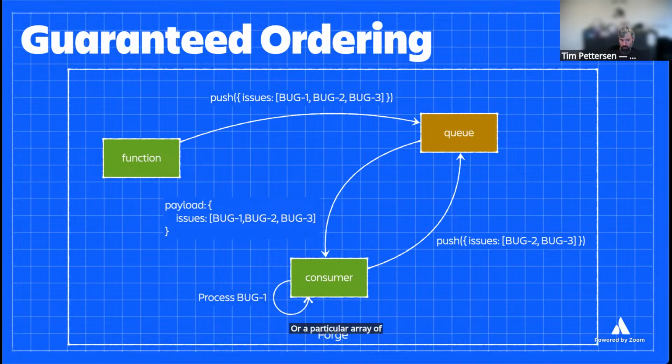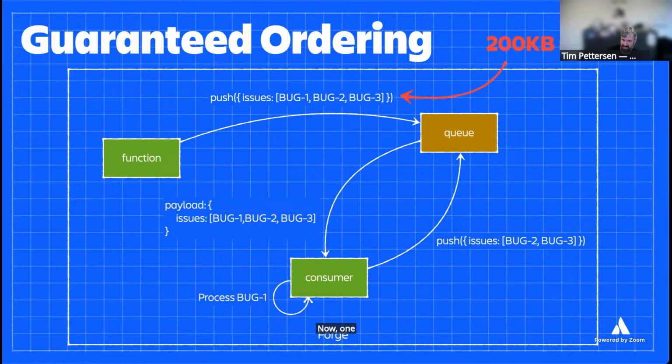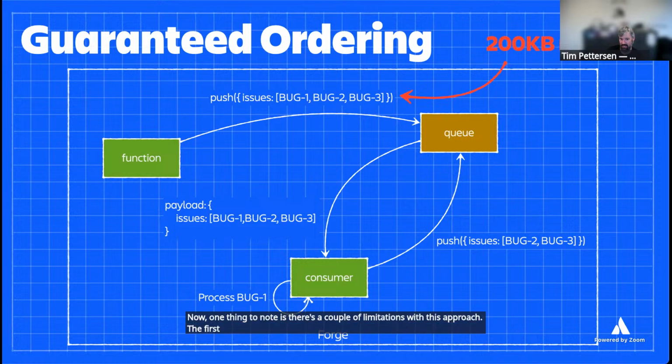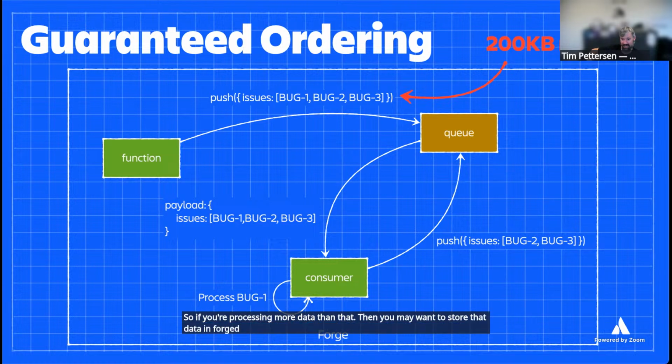And you can still push multiple arrays and have multiple sets of consumers processing those different arrays, but each array will only be processed by a single consumer at a single time. Now, one thing to note is there are a couple of limitations with this approach. The first is that you can only push a maximum of 200 kilobytes to the queue in any given invocation. So if you're processing more data than that, then you may want to store that data in Forge storage and then pass an identifier on the queue instead.